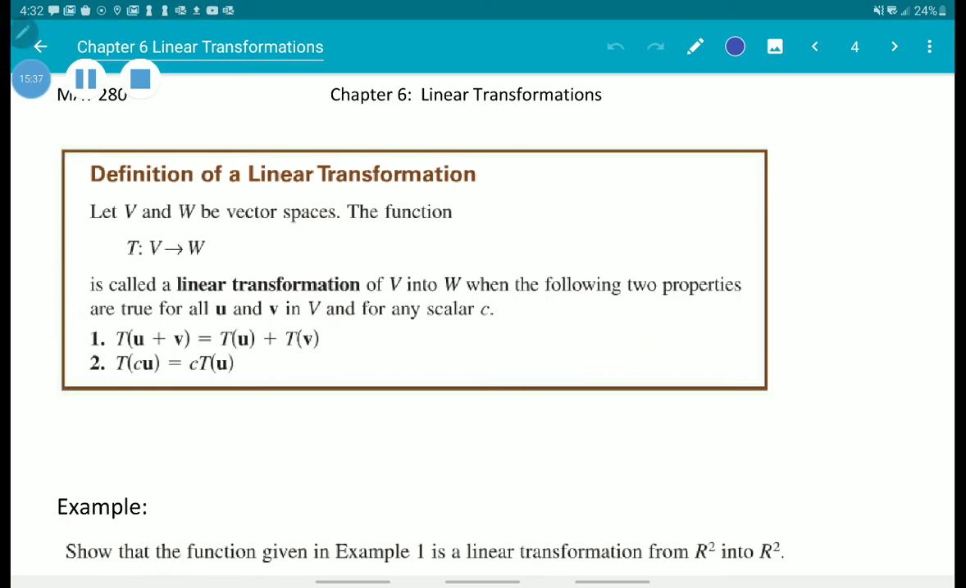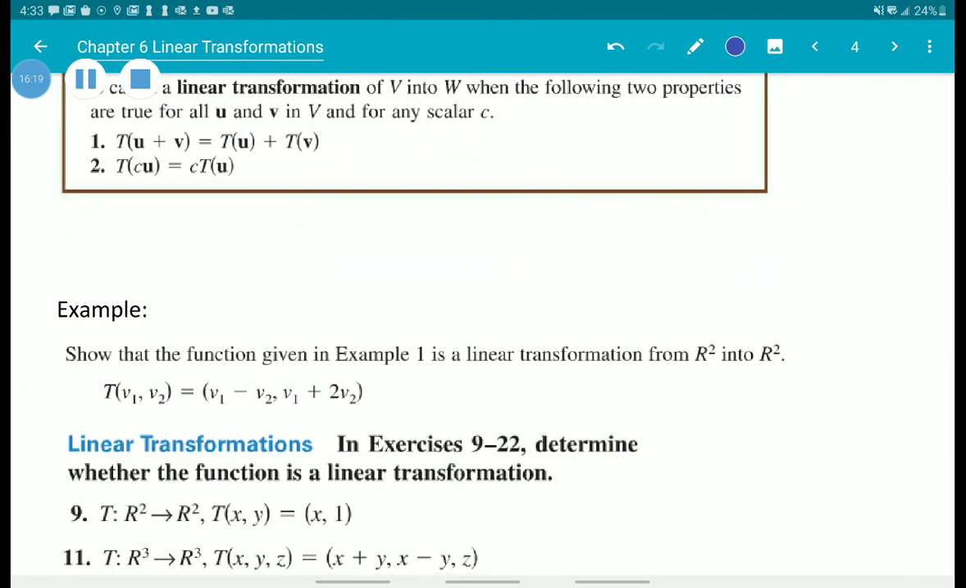It's called a linear transformation of V into W when it has two properties that are true for all vectors u and v in vector space V and for any scalar c. The transformation of the sum, u plus v, has to be equivalent to the transformation of u plus the transformation of v. And then the transformation of the scalar c times u has to be equivalent to the transformation of u multiplied by the scalar. So we've got to check two properties to see whether or not we're going to have a linear transformation. So let's look at a few examples.